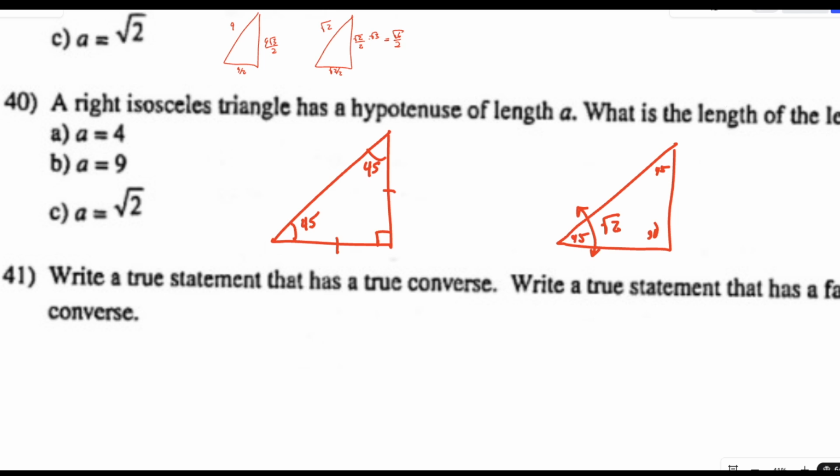So they said if the hypotenuse is 4, then I just divide by root 2. 4 over root 2. Rationalize. We get 4 root 2 over 2, or 2 root 2. Those will be the same.